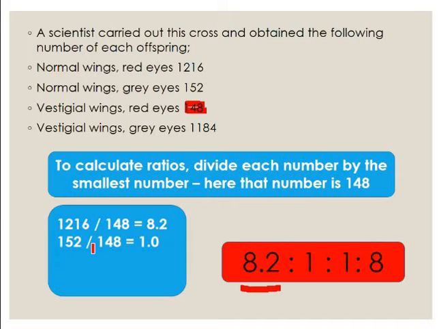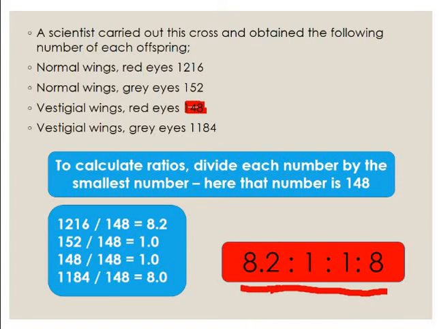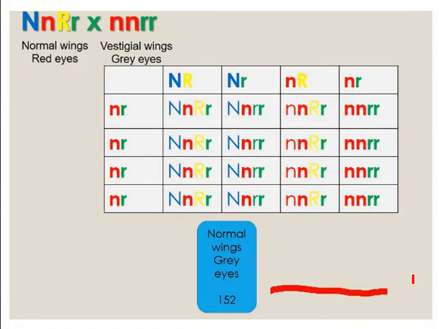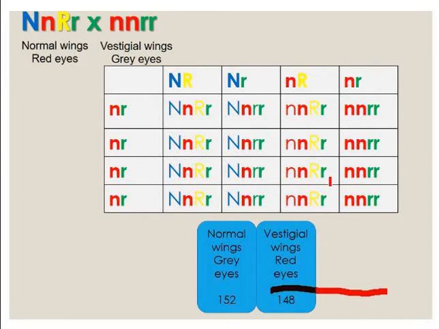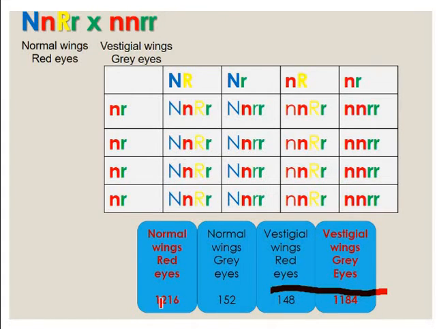Next one, 152 divided by 148 is about 1. There's a few decimal places here, but when you round it, it's just 1. This is obviously just 1 by itself, and then 1,184 divided by 148 gives you 8. So this is the ratio that we actually got, which is quite different from the expected 1 to 1 to 1 to 1. Now, in terms of the phenotypes, we've got the flies in the middle, so normal wings grey eyes, vestigial wings red eyes, and then we've got the vestigial wings grey eyes, normal wings red eyes at the end. So we can see that there's a lot of them.